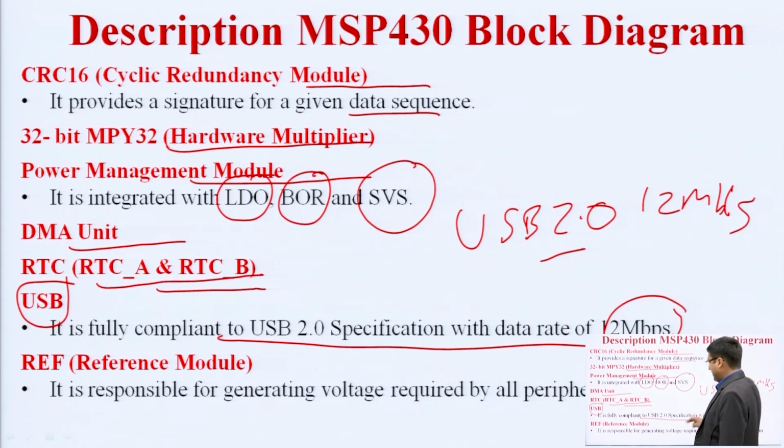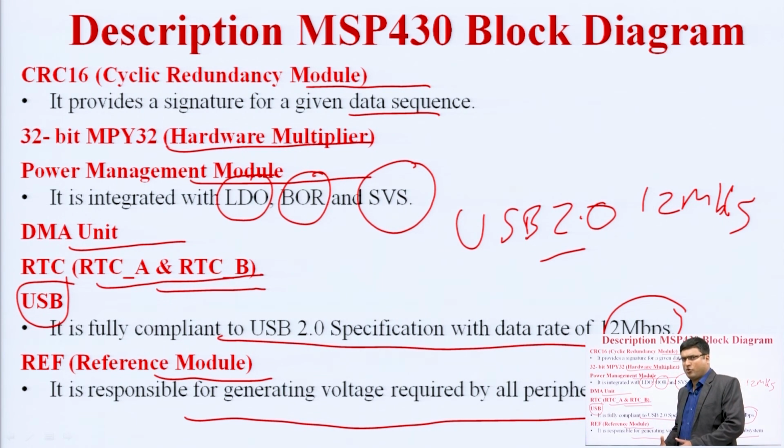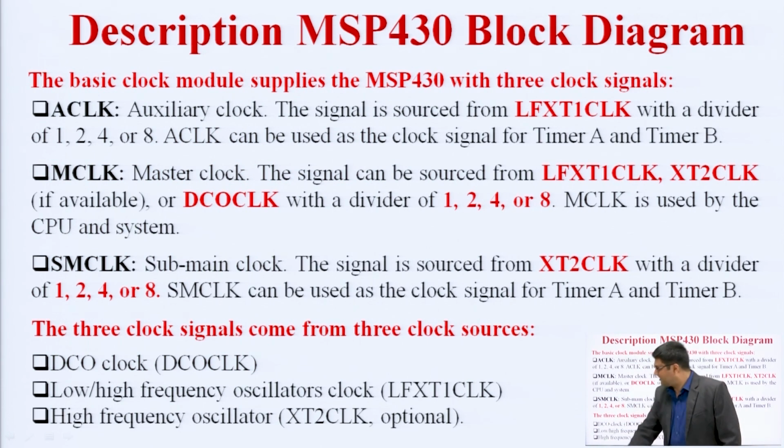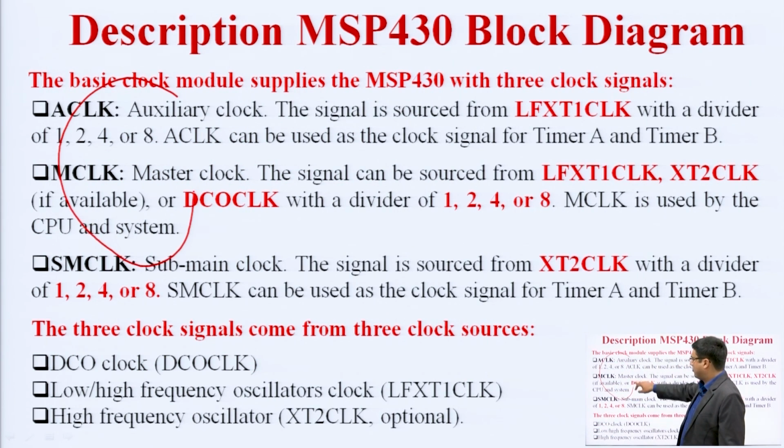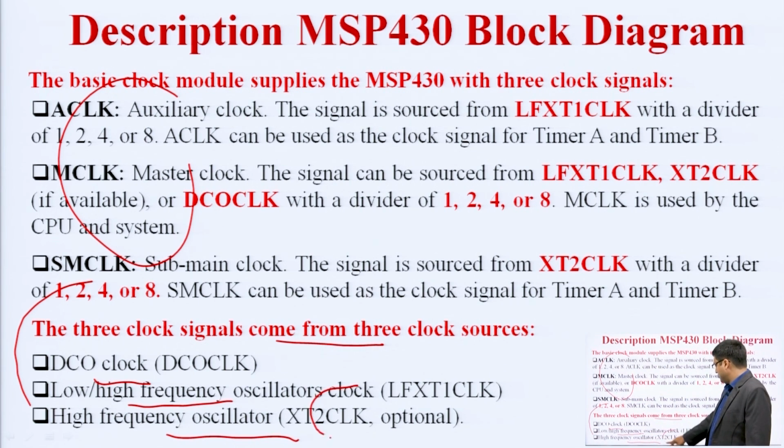It also has a reference module. What is the function of the reference module? Basically, it is responsible for generating the voltage required by all peripheral subsystems. Whatever voltage is needed for any particular block will be supplied by the reference unit. Then there is the flexible clock system: ACLK, MCLK. We have seen all its operations, and the controlling of the clock signal is done through the DCO clock, low frequency and high frequency circuits. These are responsible for providing the clock system.